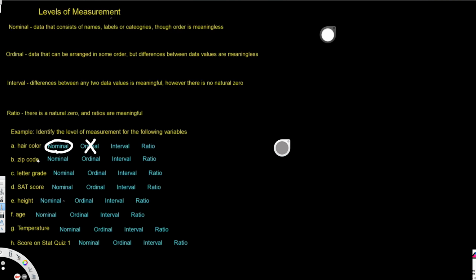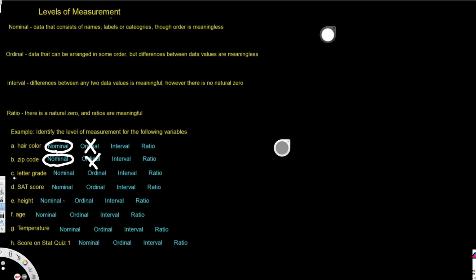And zip code, again this is nominal, because we have categories, labels and something like that, right? We have zip code, different zip codes. But is it ordinal? Is there a better zip code, worse zip code? There's no order, right? So this is not ordinal, so we stop right there. This is going to be nominal.